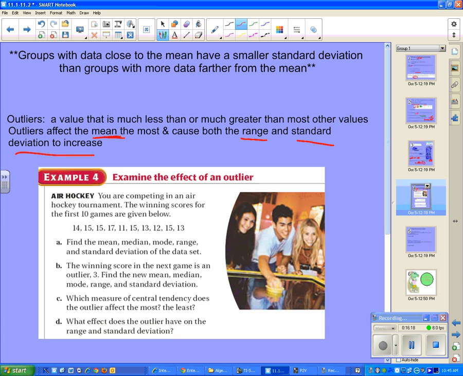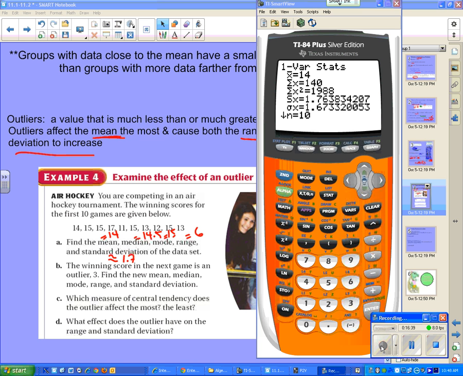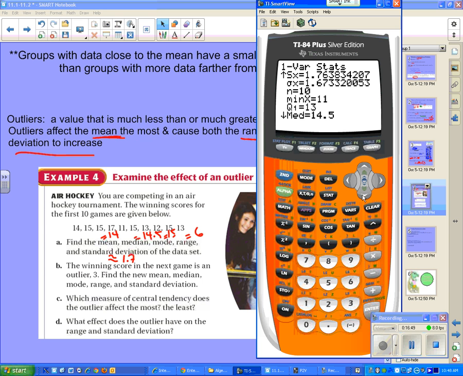Okay, so we're going to examine an outlier in this problem. You have winning scores for an air hockey tournament, and go through and find the answers for each of those steps. And again, you can use your calculator to do that. Okay, so let's run through these quick. You may not have had a chance to completely finish, but I entered all my data. I found that the mean was 14. Remember that that's this X bar up here on top. The median is 14.5. My mode, the most frequent number, was 15.